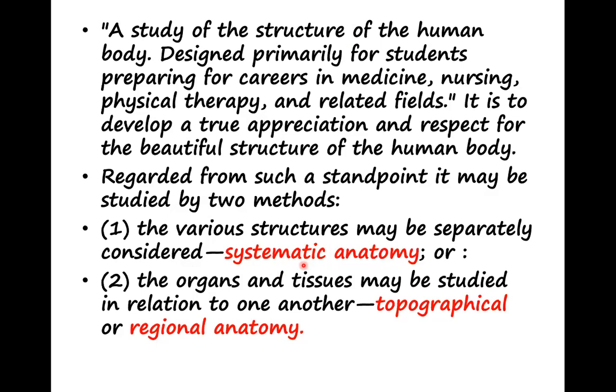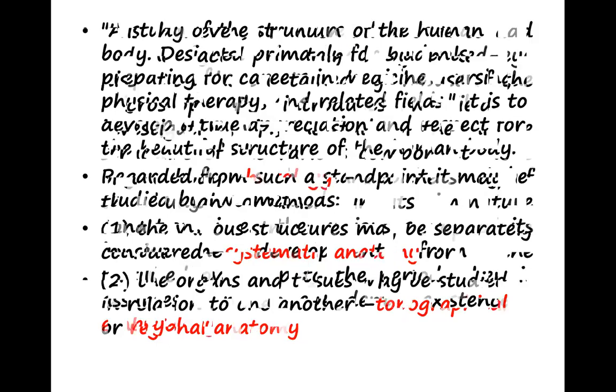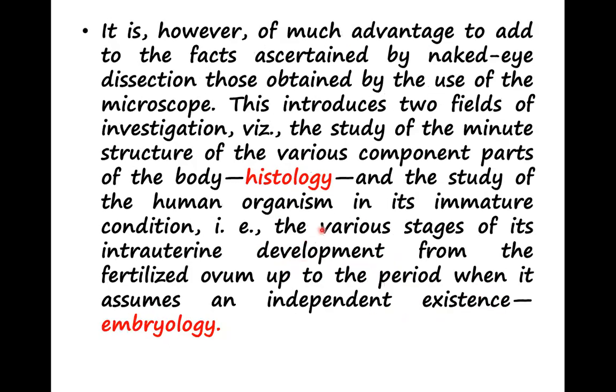So either we study it by its own system, or they study the body as regions, topographical. For example, the upper limb, the lower limb, the abdomen, the trunk, the thorax. This is called regional anatomy. As we mentioned, what is seen under the microscope as tissue or cells is called histology. We study it under a light microscope, but for further, advanced study, we study it under an electron microscope.